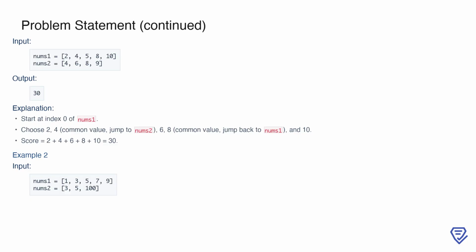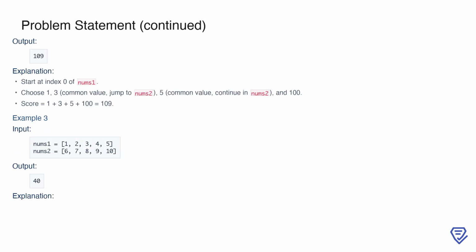This example illustrates how jumping between arrays at common values can help maximize the score. Now let's look at the second example. Here, nums1 is [1, 3, 5, 7, 9], and nums2 is [3, 5, 100], and the output is 109. Starting at index 0 of nums1, pick the value 1. Then, move to 3, which is a common value, and jump to nums2. From nums2, pick 5, another common value, and continue in nums2 to pick 100. Your total score is 1 + 3 + 5 + 100, which equals 109.